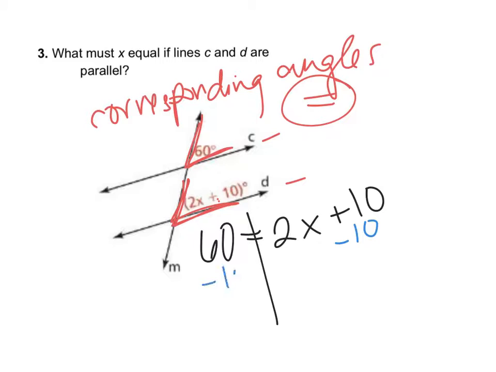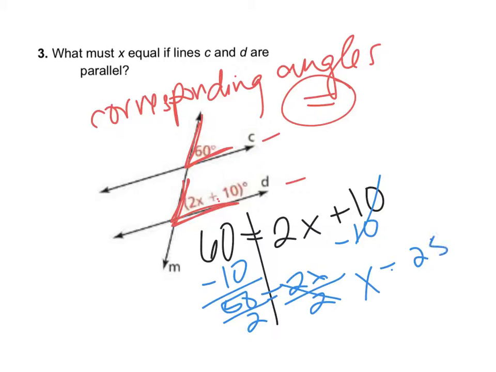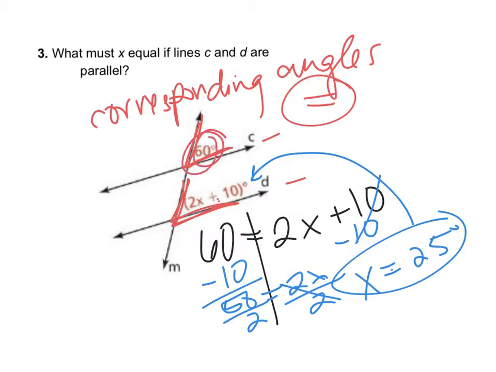So we're going to draw our line and go ahead and solve our two-step equation. We're going to subtract by 10 on both sides. 10's cancel. We're left with 50 equals 2x. Divide by 2, and x would be equal to 25 degrees. Because x is equal to 25 degrees, when I substitute back into my equation, I should get an answer of 60. So 2 times 25 is 50, plus 10 equals 60. So that tells me that I have the correct answer for x, where x would be equal to 25 degrees.